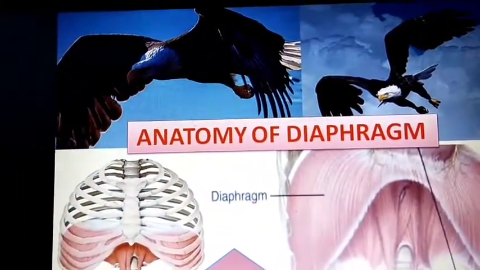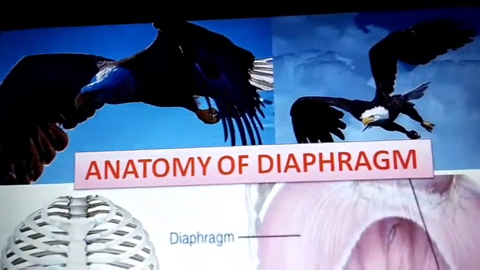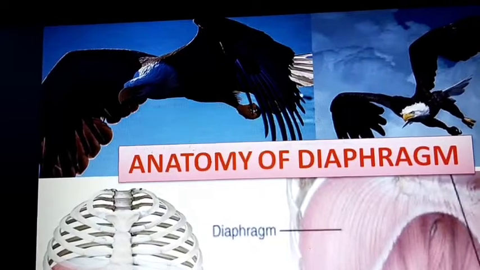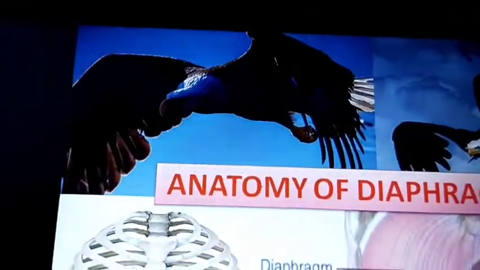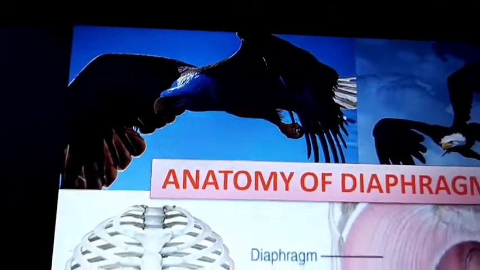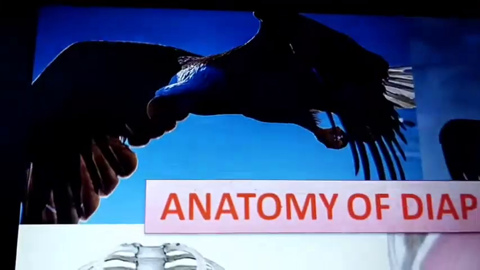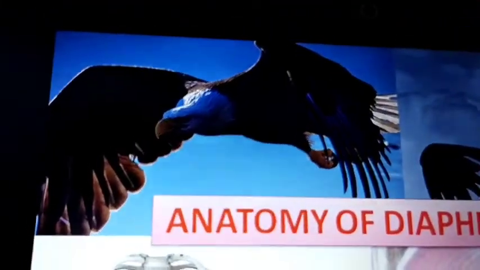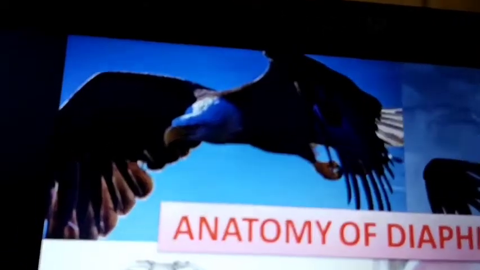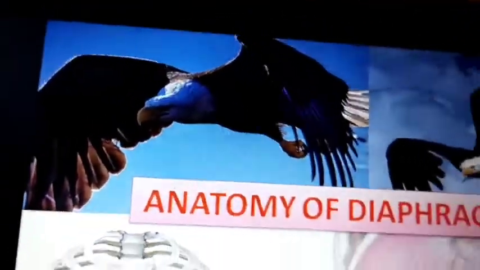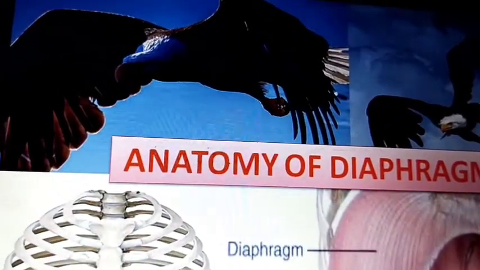I will put one picture in that. This is a flying eagle. In that you see the wings, the arrangement of the wings, how the wings are arranged. In that same way the diaphragm is also arranged in the abdomen. It also has contraction and relaxation. It is a fibromuscular structure.